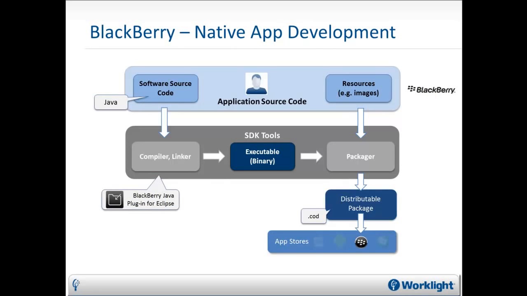For BlackBerry native apps, the process is also similar. We start with Java source files. The SDK is called BlackBerry Java Plugin for Eclipse. We use the SDK tools to create a binary and package it with the resources, get a .cod file, and optionally submit to BlackBerry AppWorld or use over-the-air installation to download to the device.